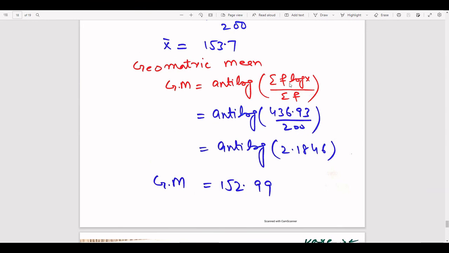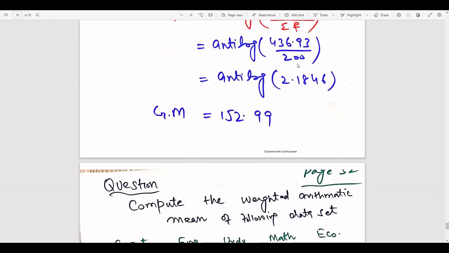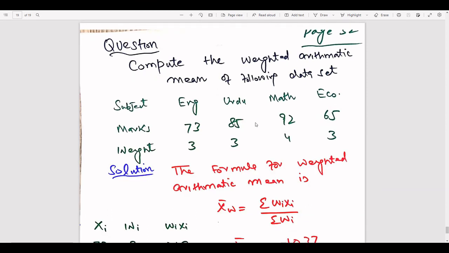How do we get this? Take log of x for each term, then multiply the log of x column with the frequency column, and then at the end take the sum of all of this column f log of x. So the antilog of this term, 2.1840, the answer is 152.99. The geometric mean is 152.99.